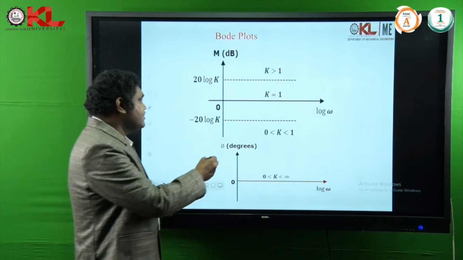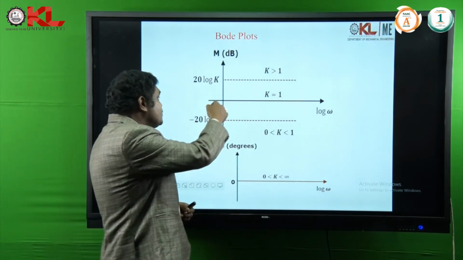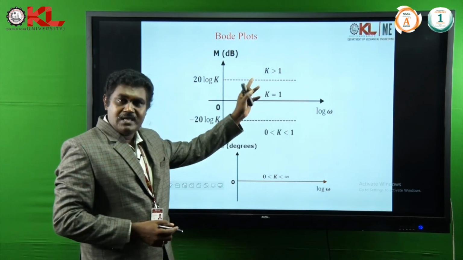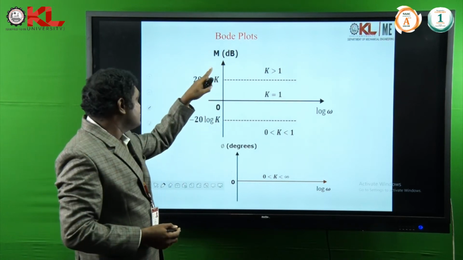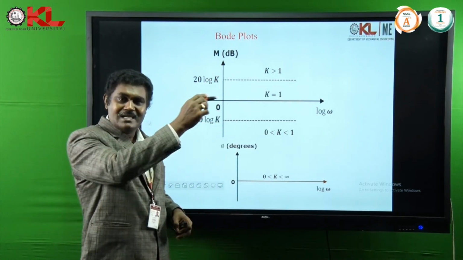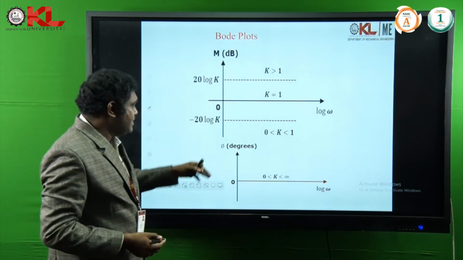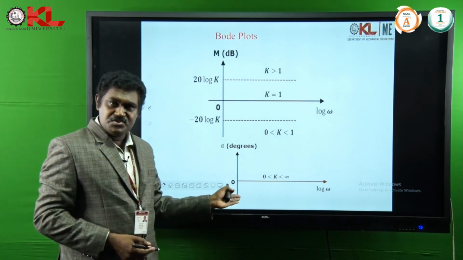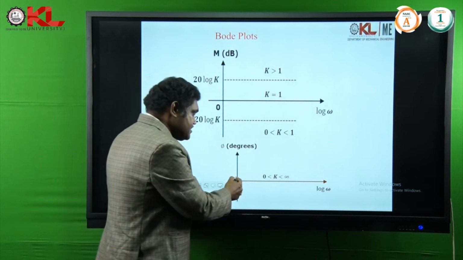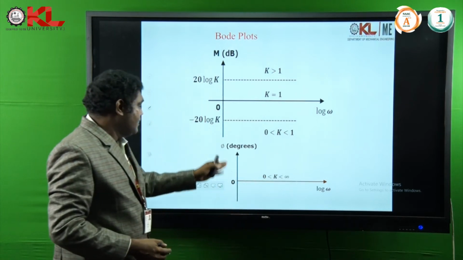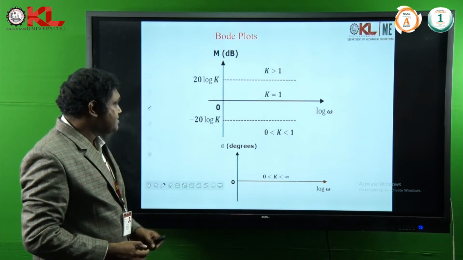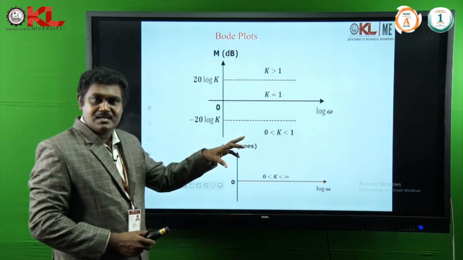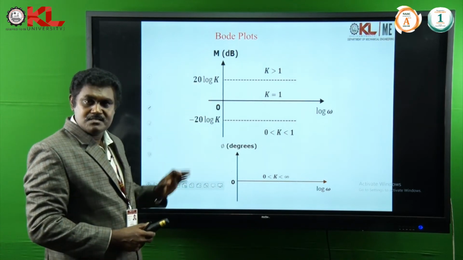Now, we construct the plot taking the frequency on the x axis and magnitude on the y axis. For k equal to 1, it is 0, and for k greater than 1, it is a positive value. At some positive value we draw a straight line, since the slope is 0. Similarly, for k less than 1, it is some negative value. The frequency axis is log omega, and degrees are on the y axis for the phase. So, this is the simple Bode plot for the transfer function k, with this the magnitude plot and this the phase plot.